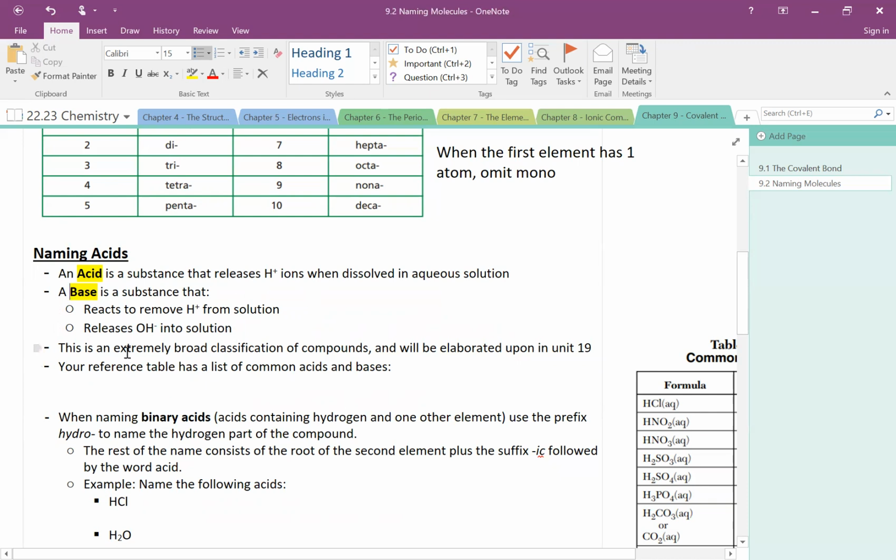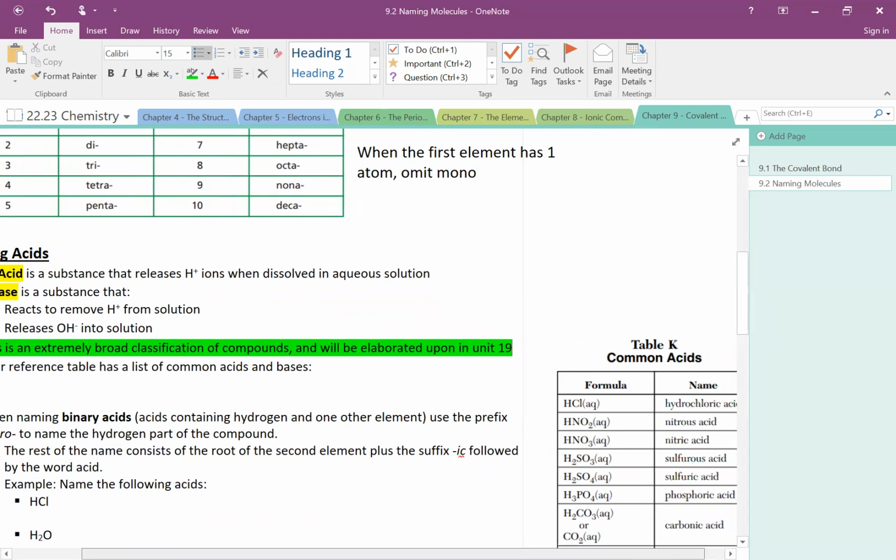OH- reacting with H+, of course, removes it from solution. Something important that you need to know is that this is a really, really big topic. It's so big, in fact, that all of Unit 19 is dedicated to acids and bases and their chemistry. So we're just going to touch briefly on how to name these things because they are covalent molecules.